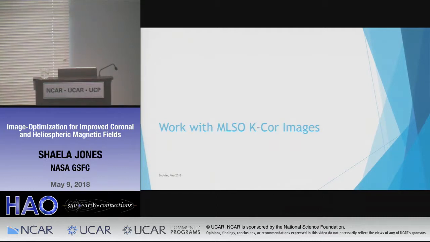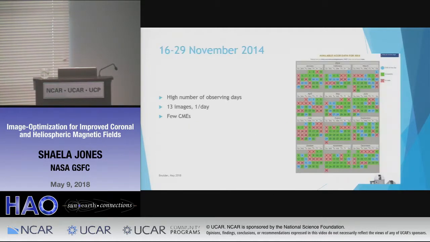So then we said, all right, we like the results from the test, but there's nothing like trying it on real data. So we chose to work with K-core data for this because it's got a nice low field of view, and we're comparing to the PFSS model, which people generally have close around 2.5 solar radii. So, for historical reasons, we picked a period when the Earth was near to the ecliptic plane, and when there were a lot of observing days from K-core with very few CMEs. And we took one image per day for this time period, 16 to 29 of November.